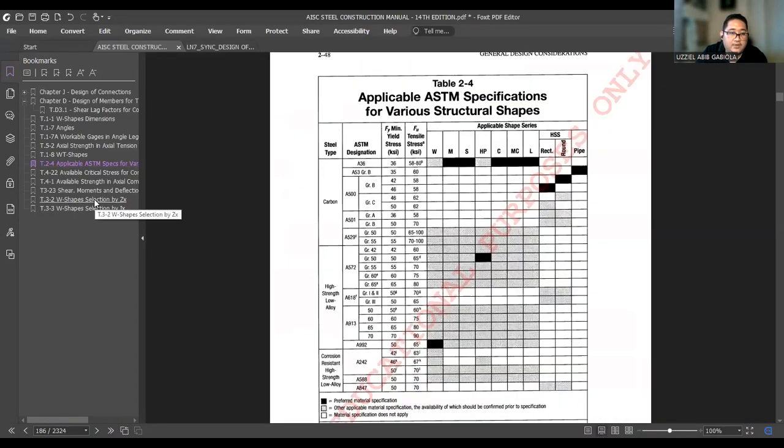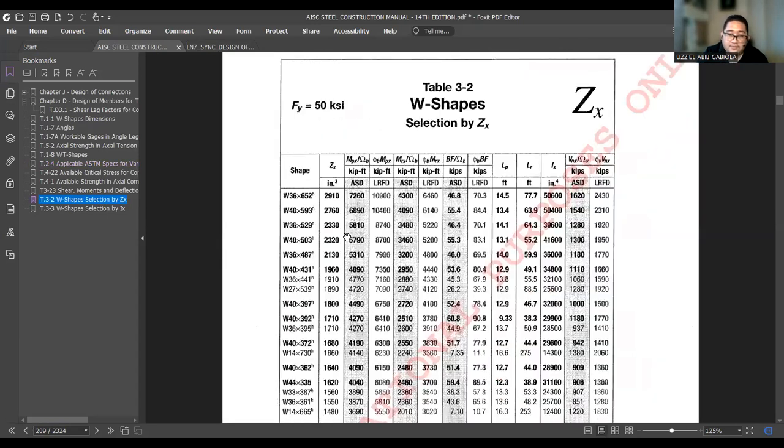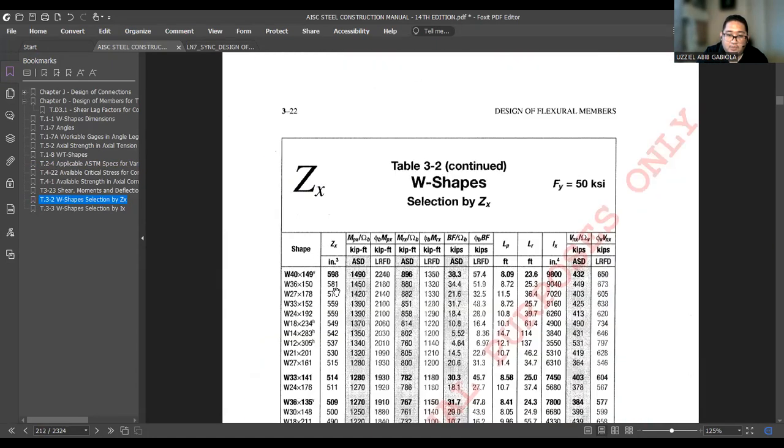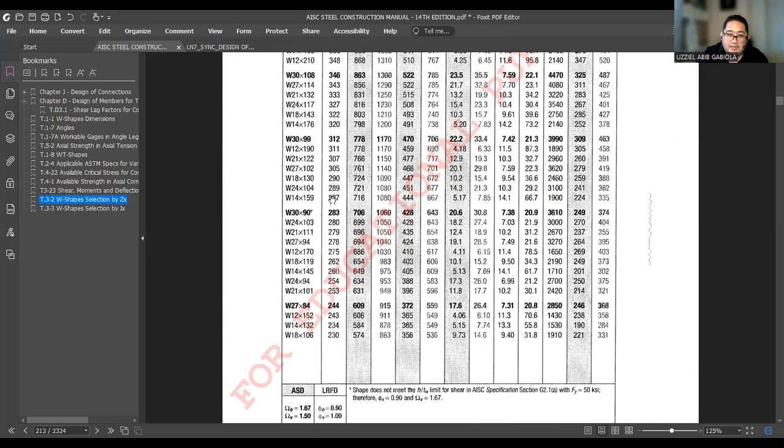Going to Table 3-2, what we need is 255 and greater. So we go to the ZX column and look for 255. The closest value is 283 here. You can see it is immediately labeled W30 by 90, and its ZX capacity is 283 inch cube.